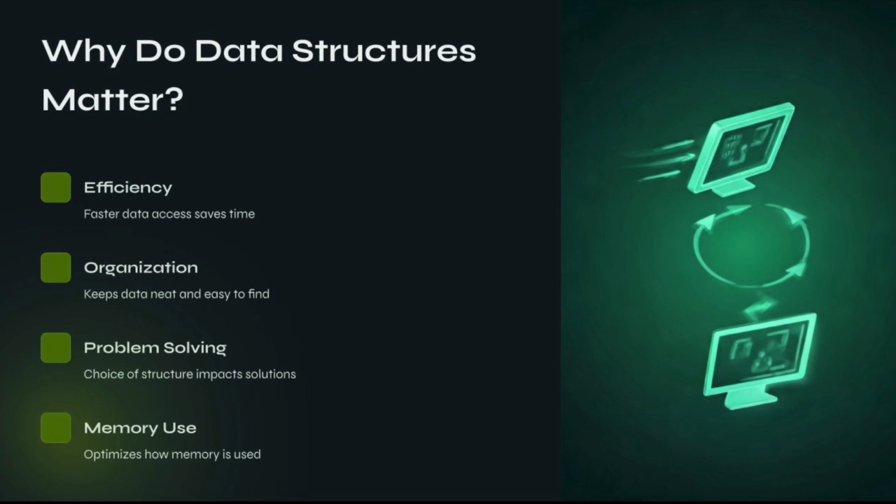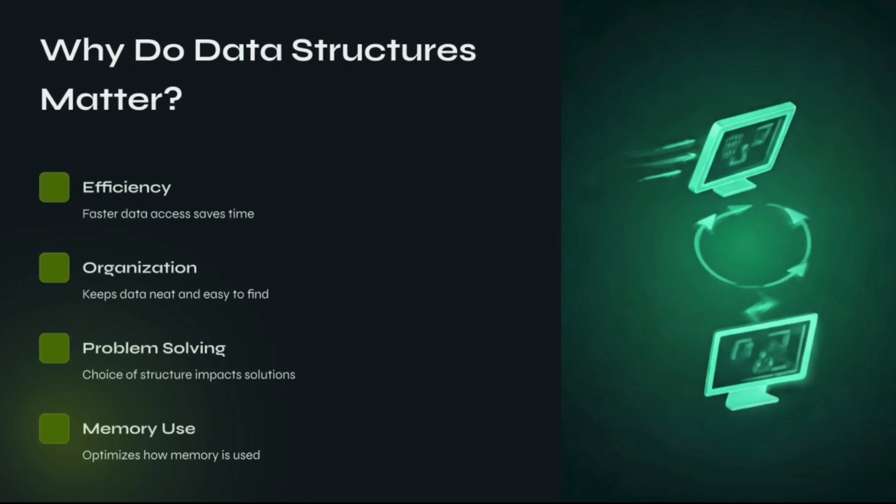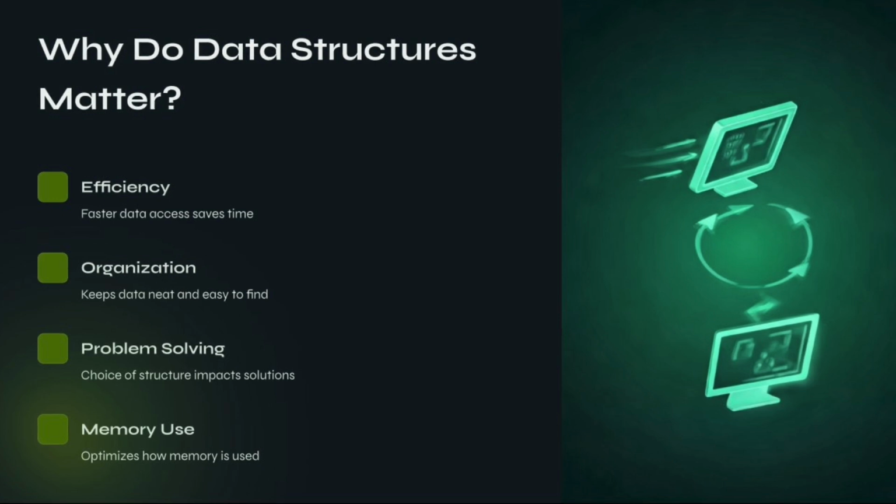Efficiency. Faster data access saves time. Let's start with efficiency. Imagine you are in a library. One version of the library just throws all the books in a huge pile on the floor. The other one has shelves, labels, and an index. Which one do you think will help you find a book faster? Well, of course, you choose the one which is well organized, right? Exactly, the organized one. That's exactly what data structures do. They make data easy and quick to find.